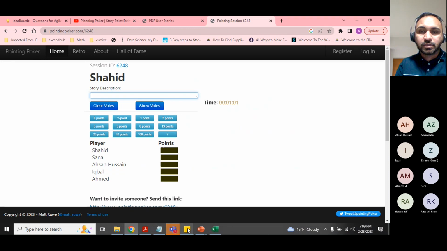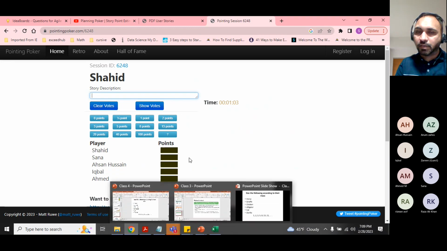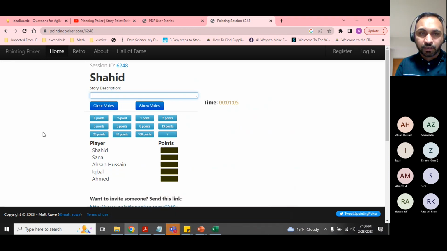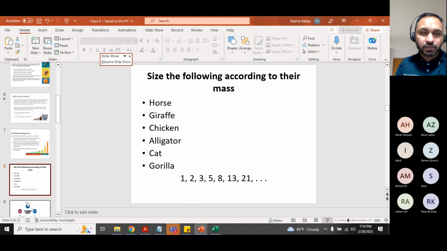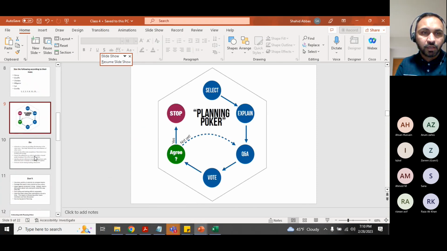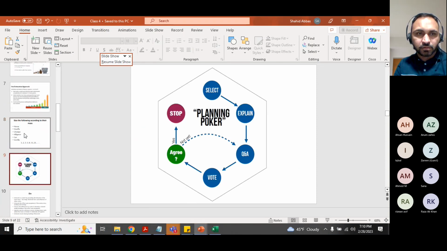The next question is what if the teams are co-located? What techniques do you use? Then we use what's called planning poker, which is coming in the next slides. Yeah, it's right here actually. So select, explain, question, answer, vote, agree, and stop. If not agreed yet, then vote again. Question and answer. This is actually a pointing poker flow. Planning poker. Planning poker.